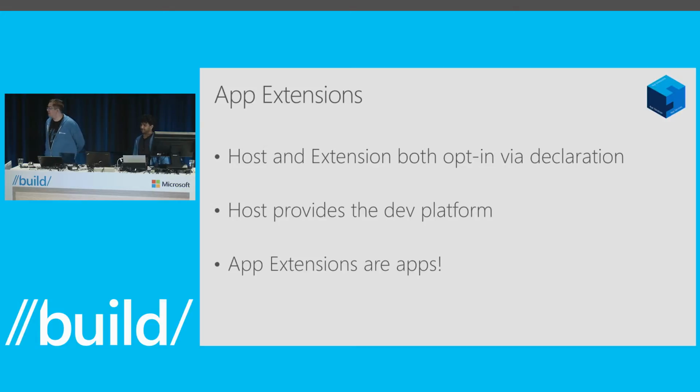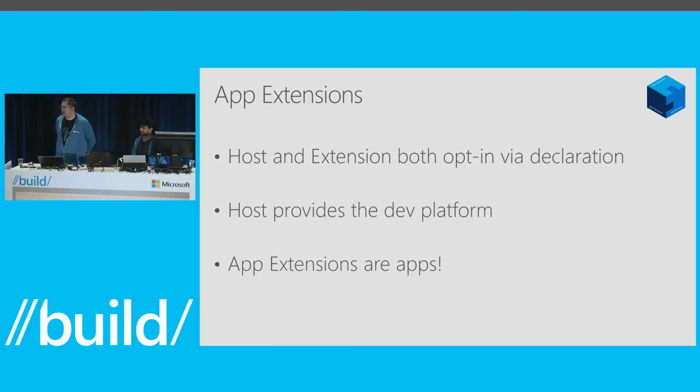So three important things to remember with app extensions. First is that the host and the extension both opt into the relationship. So this is not something that's one-sided. You both have to say, hey, I'm creating an extension for you, and the other guy says, yeah, okay, I host your kind of extensions. So this is a more trusting relationship than just having an app service out there or just having Launch URI.